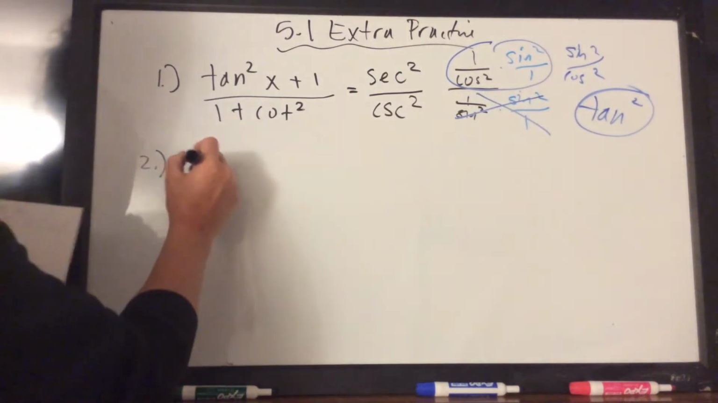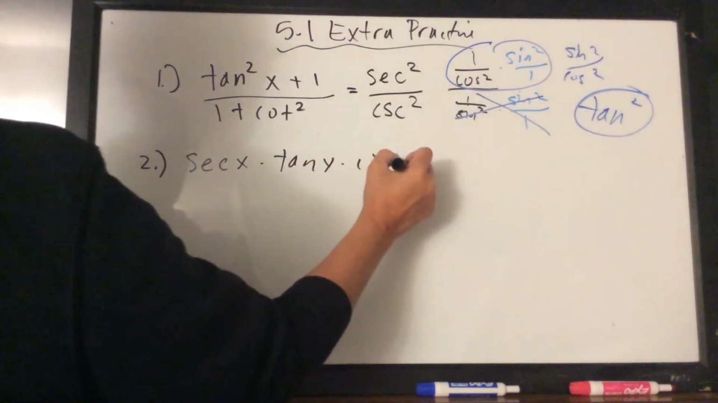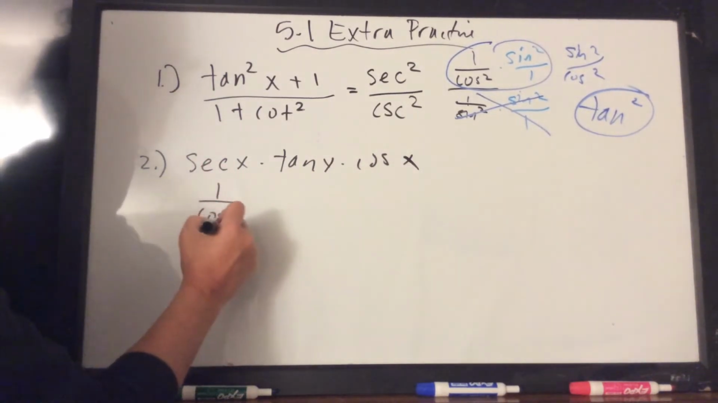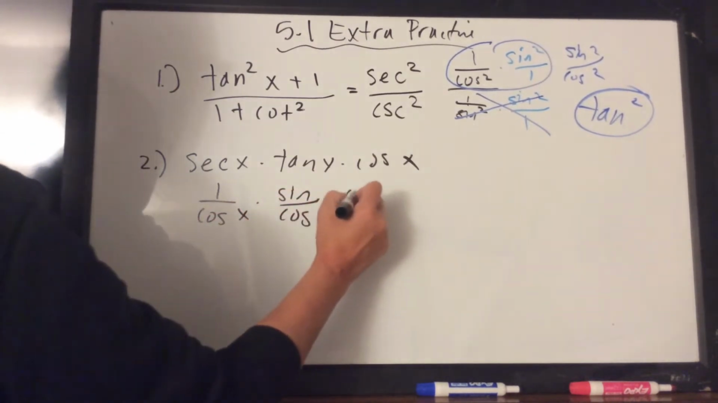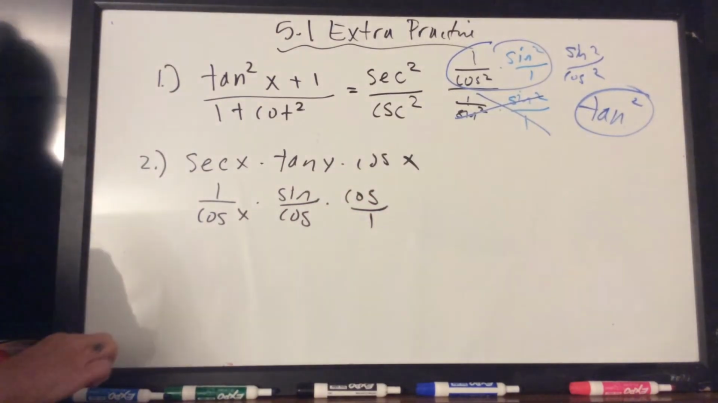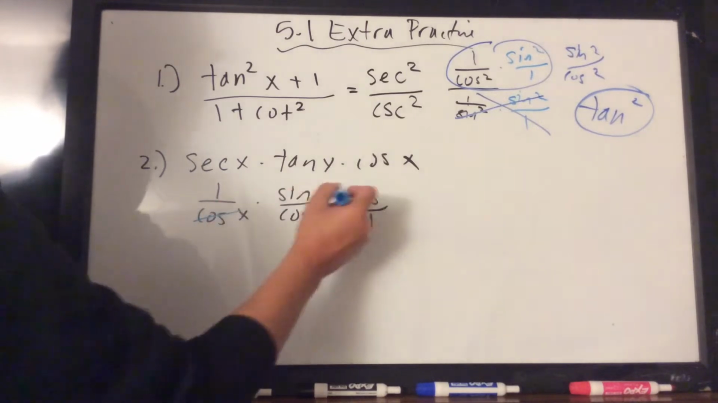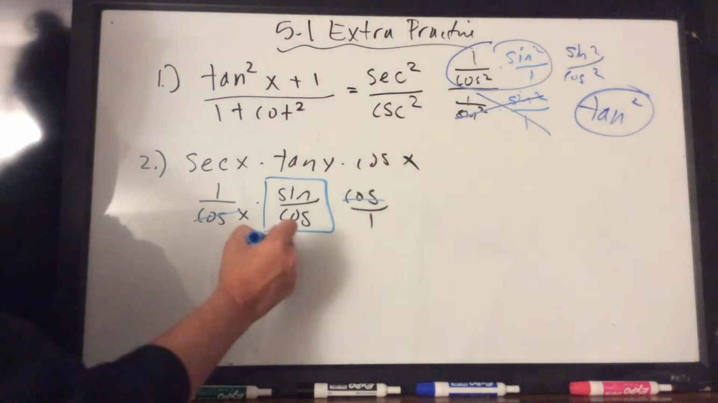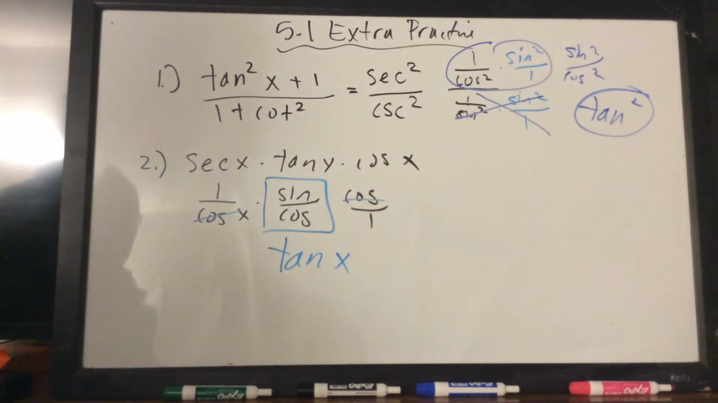All right, number 2. Again, I think these ones are a little bit easier because it's all multiplication. Secant x, tangent x, cosine x. Okay? So you switch them all to sines and cosines and see what can cancel. 1 over cosine, tangent is sine over cosine, and cosine over 1. Again, this was like one we had yesterday. Sometimes you will see we end up doing the same problems again. Cosines cancel. So all you're left with is sine over cosine, which is tangent x. So number 2 should be tangent x.